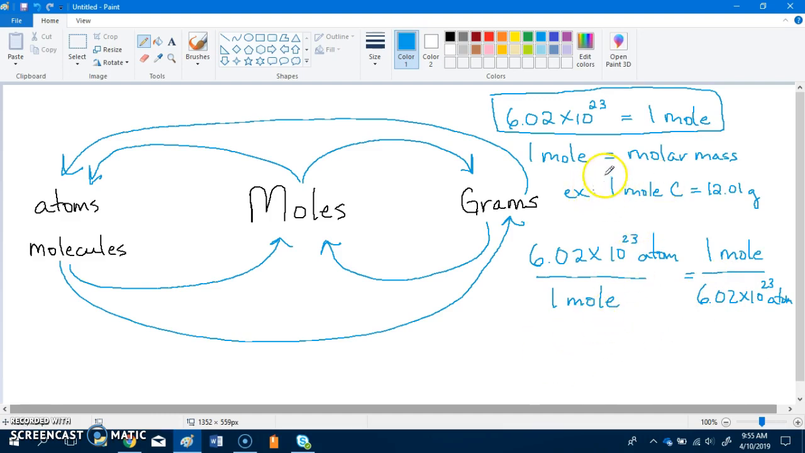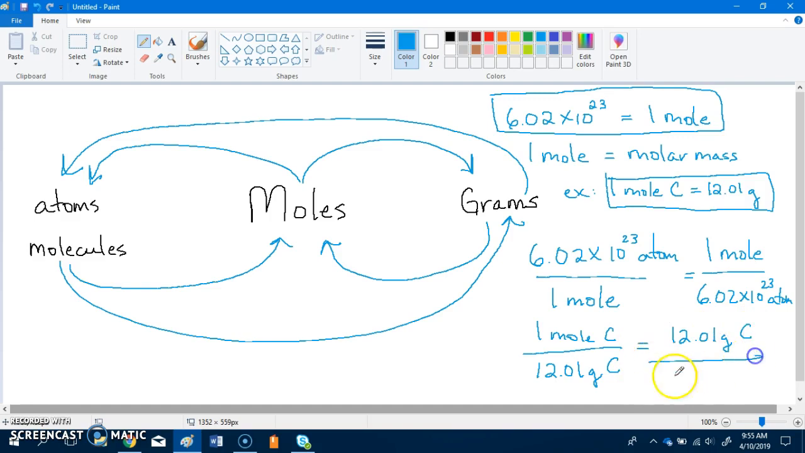Another example, let's look at this conversion factor of 1 mole of carbon is equal to 12.01 grams of carbon. So you can have 1 mole of carbon over 12.01 grams of carbon, or you can put the grams on top and the mole on the bottom. So they're completely reversible, these conversion factors. The question is, how do you decide whether to use this conversion factor or this conversion factor? In other words, how do you decide what to put on top of the fraction and what to put on the bottom of the fraction? So that's what I wanted to clarify today.